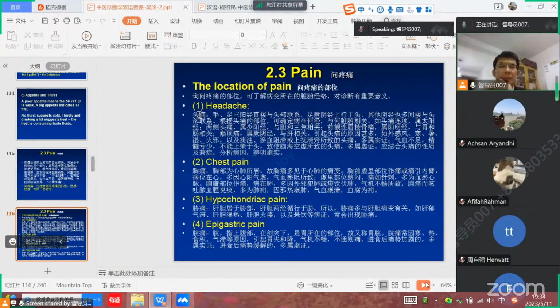For example, hepatitis and cholelithiasis, no matter acute or chronic, the patient feels upset in this area. Of course, the pain can be different. Sometimes distending pain, sometimes stabbing pain, sometimes colic pain.